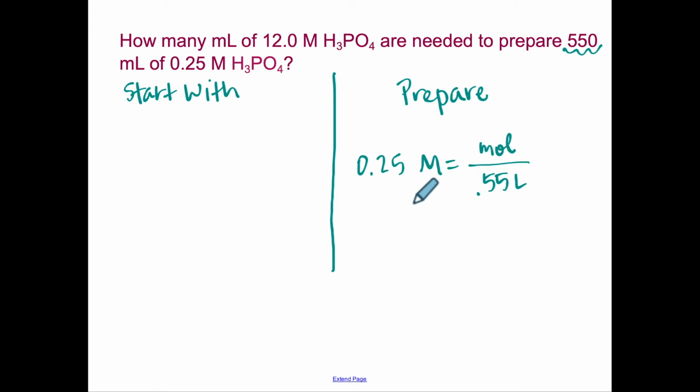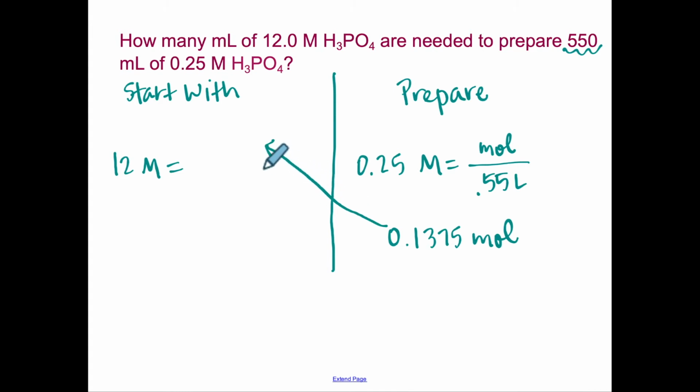So we're going to multiply these two numbers and we get 0.1375 moles. Now this other solution that we're going to start with, we know has a molarity of 12, and we know that we need to get 0.1375 moles out of it. So we are going to put an L down here for the liters. We're going to solve for the liter.